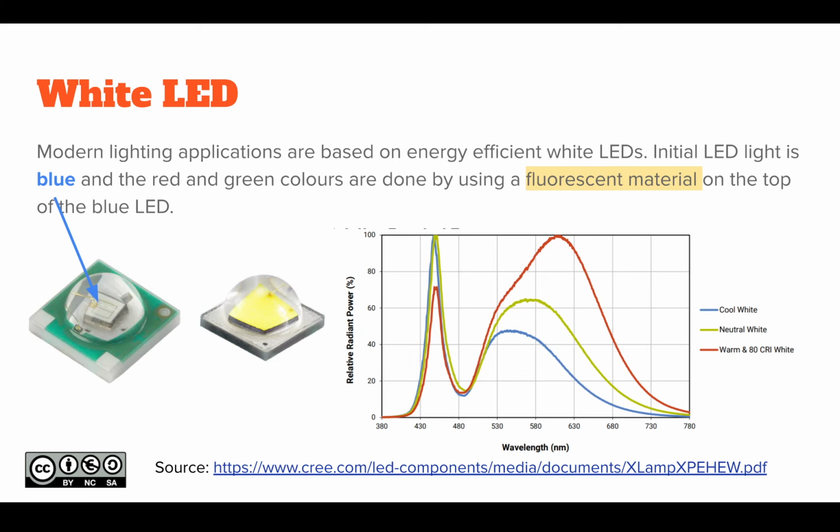Okay, how to make it white? You have a fluorescent material, some phosphorus material on top of the blue LED. So the blue LED actually looks like that. The white LED has this yellowish color which comes from the phosphorus material, the fluorescent material. And depending on how much of that fluorescent material you put there, and what kind of fluorescent material you put there, you get a different color spectrum.